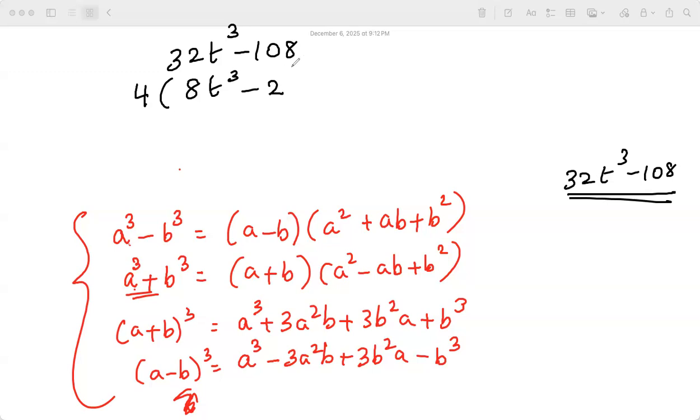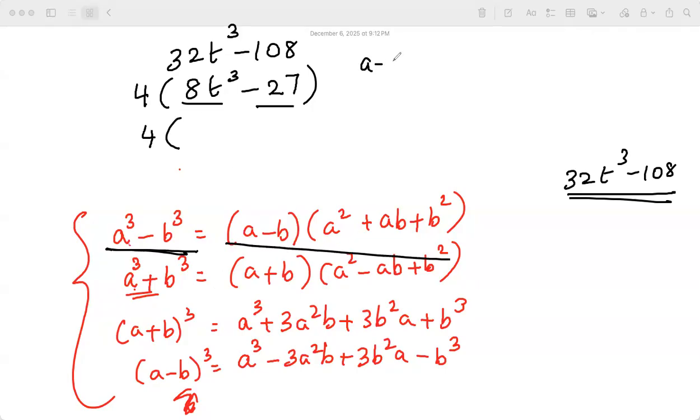27. Yeah, see, this is a cube, this is a cube. Which formula applies here? The first one applies, right? Yes, you can factorize it. Factorizing is what you need to do. Factorize means what you'll do. This is the factored form.